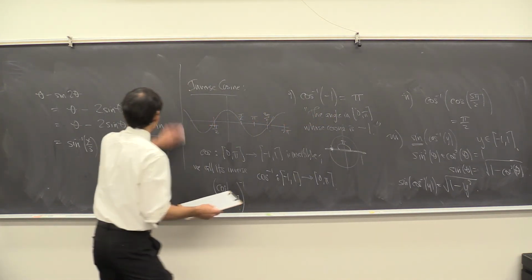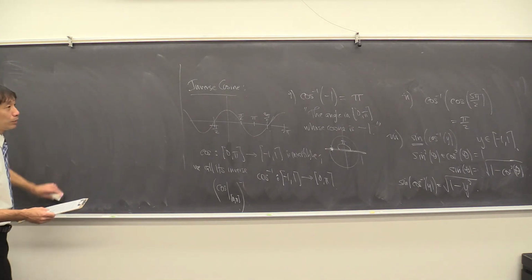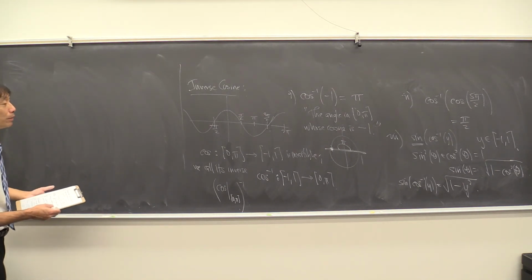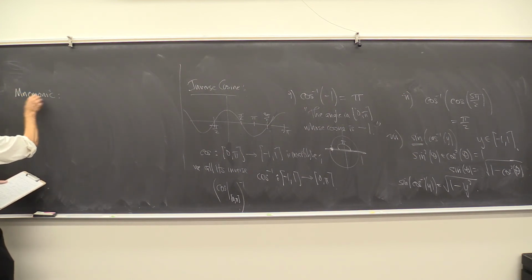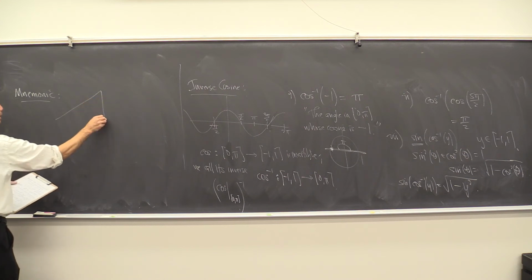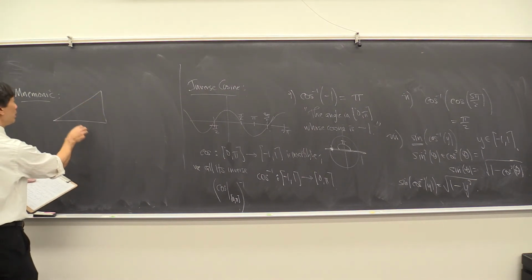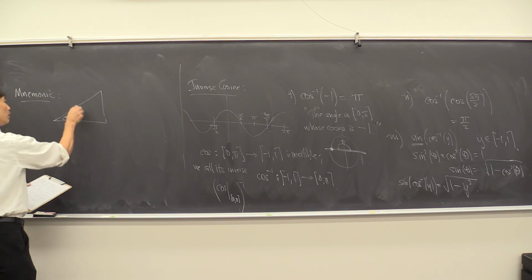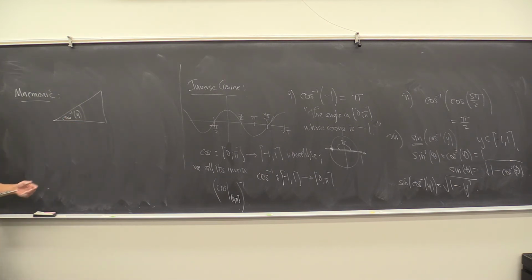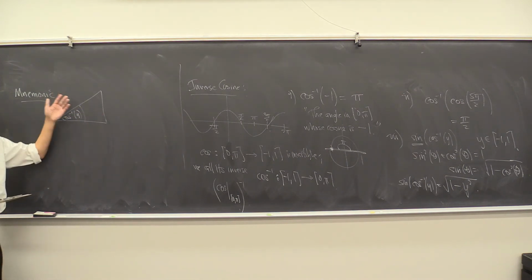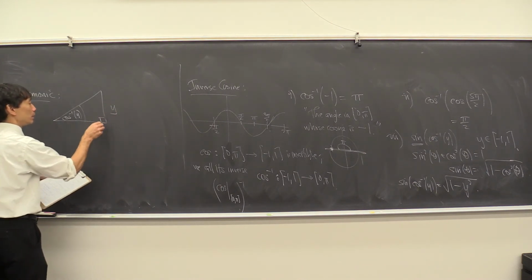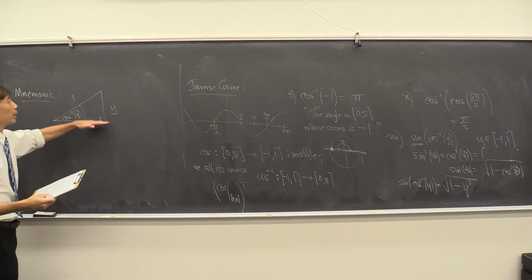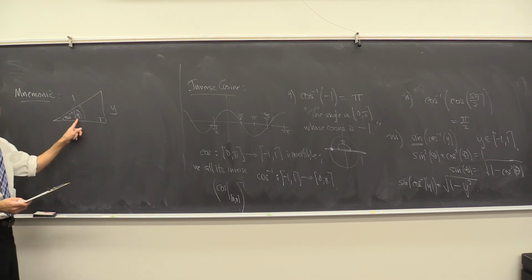Those of you who have learned your trigonometric functions in triangles, here's a useful mnemonic, a memory trick. You think like this: okay, my angle is cosine inverse of y. So that tells me that adjacent over hypotenuse is y.